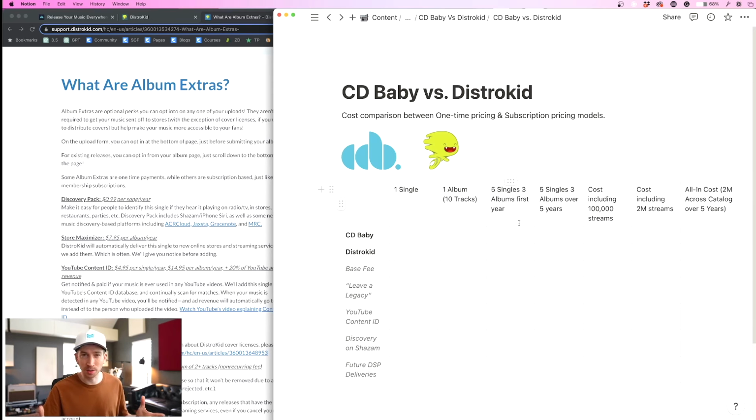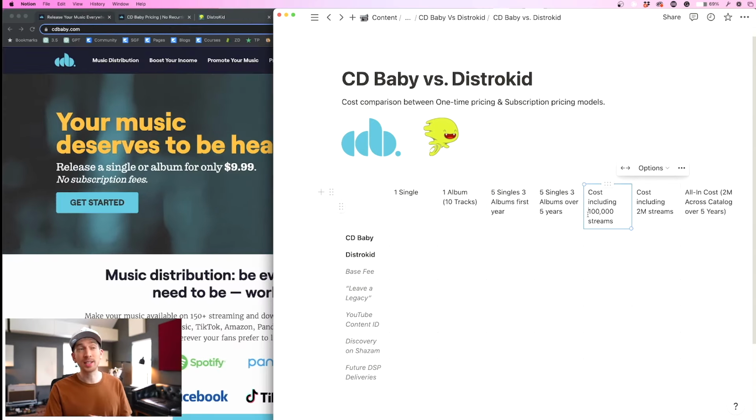And obviously, since DistroKid is a subscription, we want to see what that cost is over 5 years, right? Because CD Baby is going to have more of an upfront cost since it's a one-time pricing model, and DistroKid is going to have the cost spread out over years. So I wanted to make sure we understand the first year price and then that price as it evolves over 5 years.